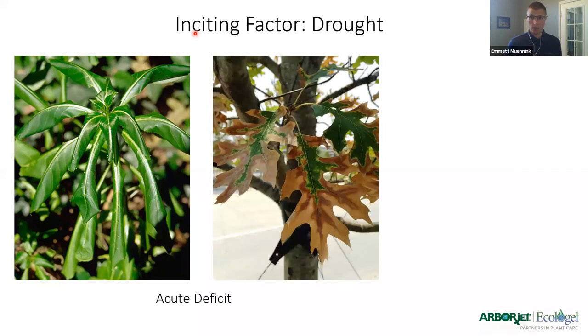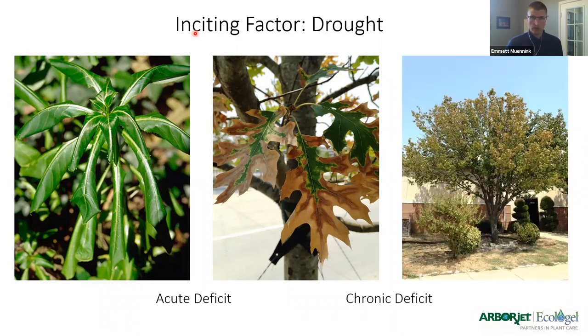If you weren't to water your plants that evening, that acute deficit would get worse and you'd move into chronic deficit. That's when you start to see the browning of the foliage, which starts to dry out and get real crispy. If you still don't add water to the plants, that's when they're going to start to look really bad. That chronic deficit will take over the whole plant.